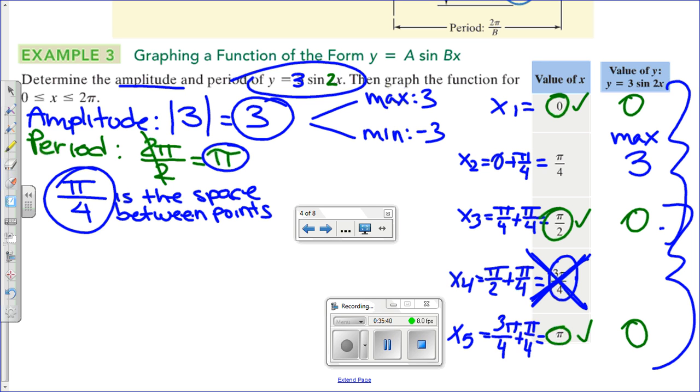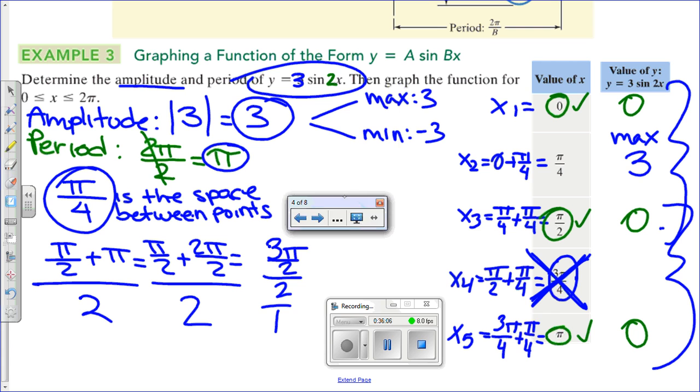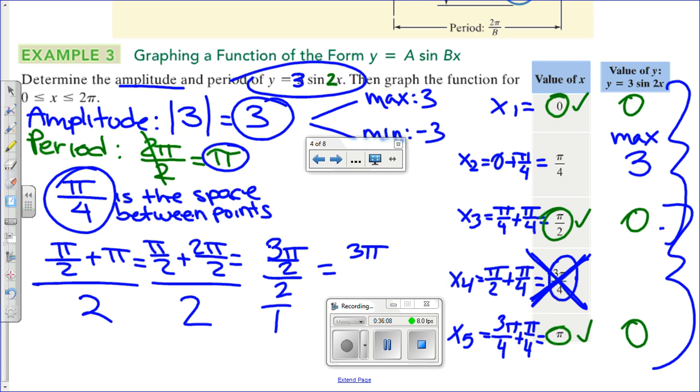Yes. So let's see, if we add pi over 2 plus pi, we will get pi over 2 plus 2 pi over 2. We add them, and we're dividing all of this by 2, right? So then it will be 3 pi over 2, but we're dividing by 2 because we're getting the midpoint, and so that will be 3 pi over 4. So that's another way you can get those points. Some people who are more visual, you could also do that. So let's move on to graph it.